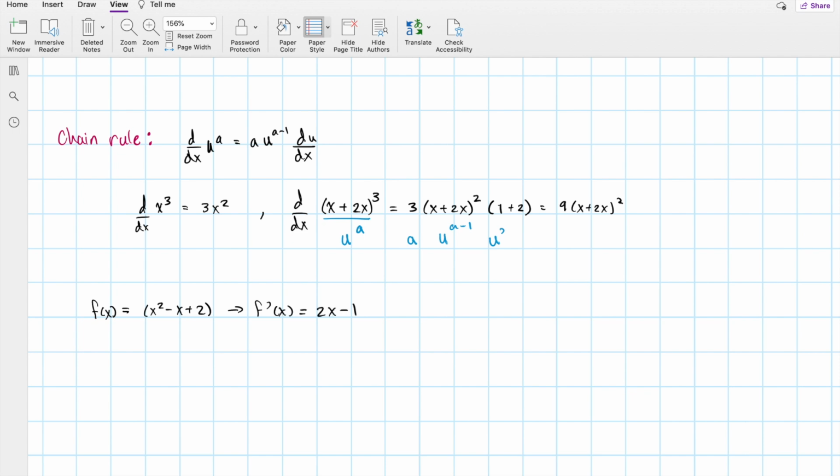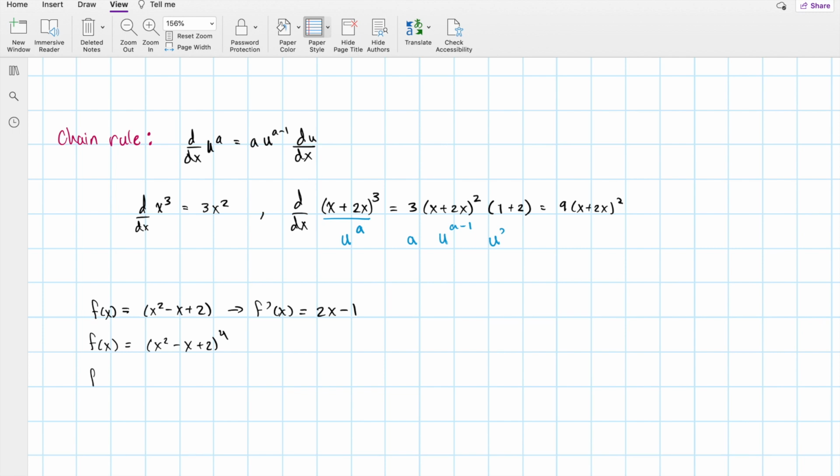Now, what if the equation was f of x is equal to x squared minus x plus 2 to the power of 4? Right? Now it gets a little more tricky. All you need to remember is you're going to use the power rule and then multiply it by the derivative of what's inside the bracket. That's the chain part, right? You do something and then you have to do something else as a result.